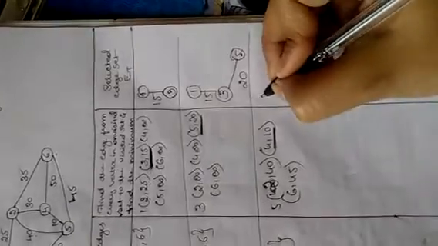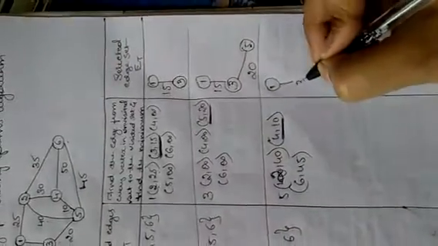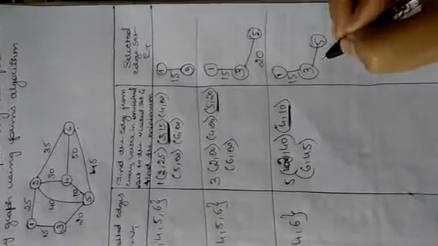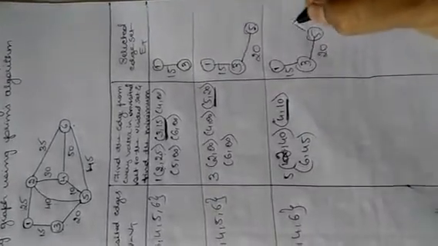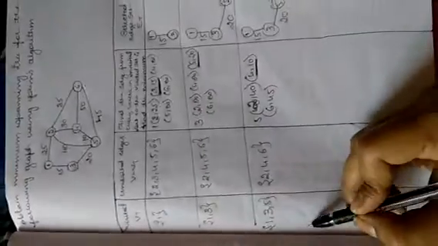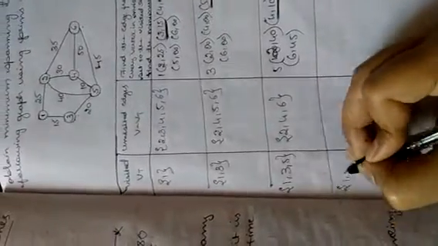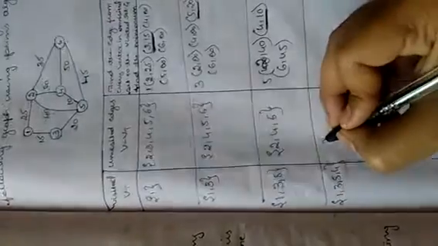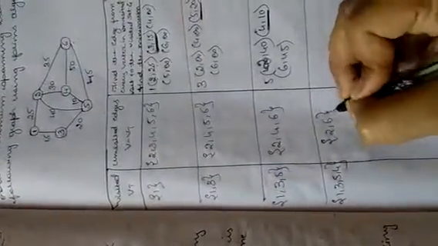So here 1 to 3, it is 15. 3 to 5, it is 20. 5 to 4, it is 10. This one I'll take. Now which is visited again here? 4 is visited. So 1, 3, 5, 4 are visited. Then 2 and 6 are unvisited.